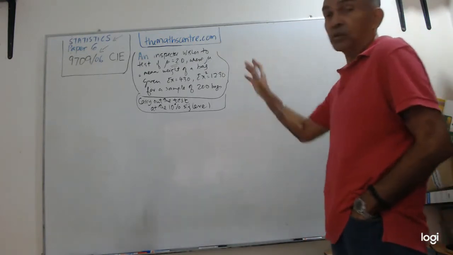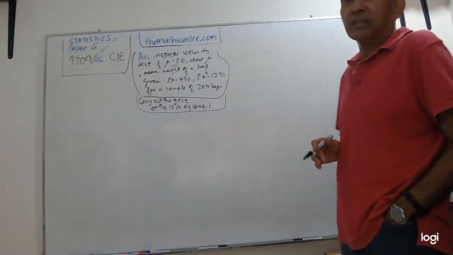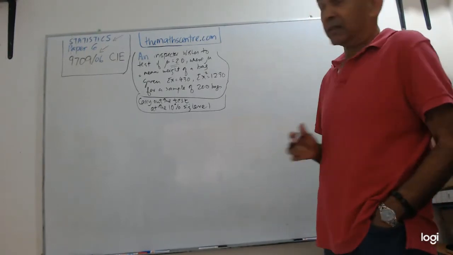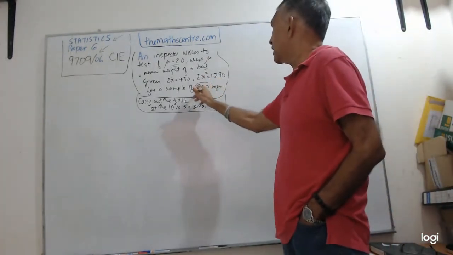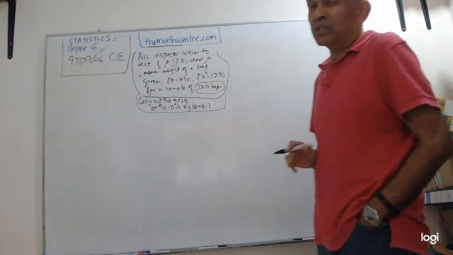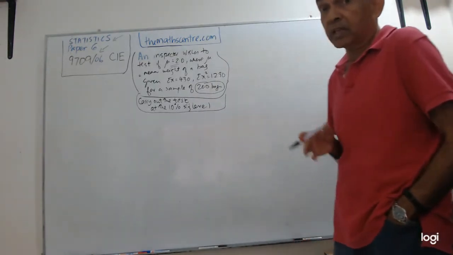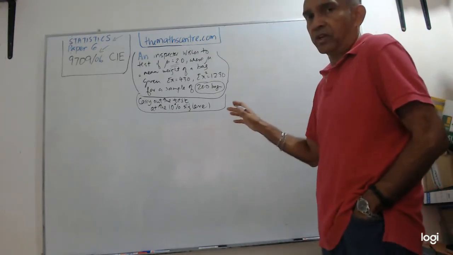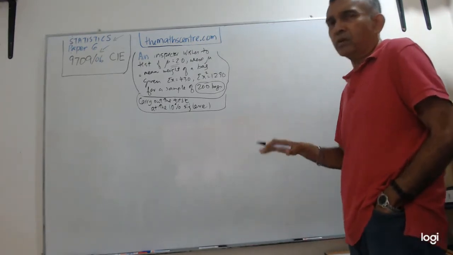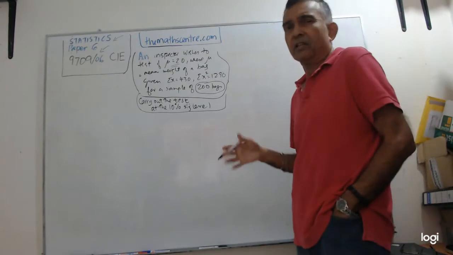Now that you know the story, he has taken a sample of 200 bags. So what's the first thing that should strike you? We are dealing with a large sample. That's the first thing that should strike you. With a large sample, we are going to be dealing with the z-test, the normal distribution.